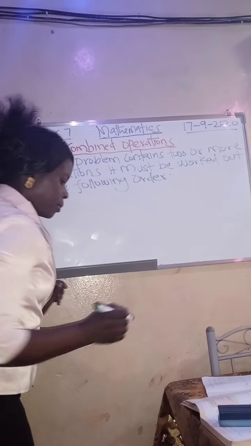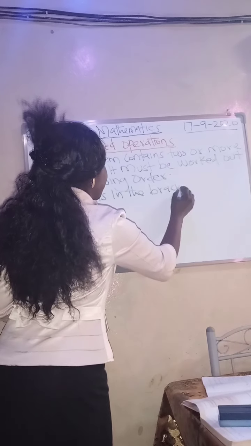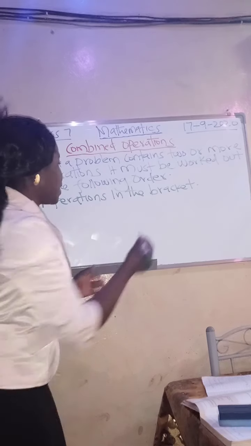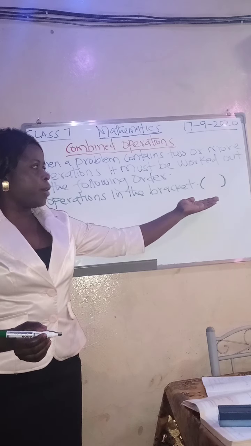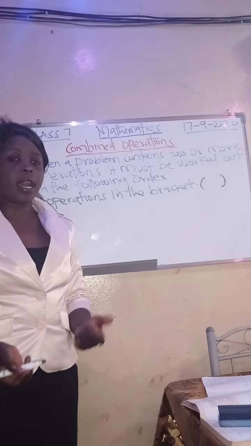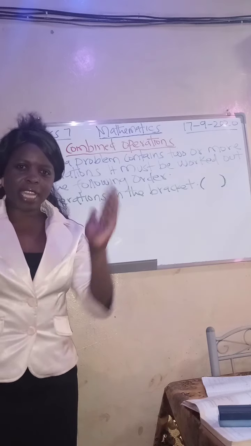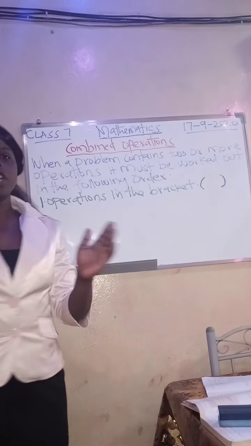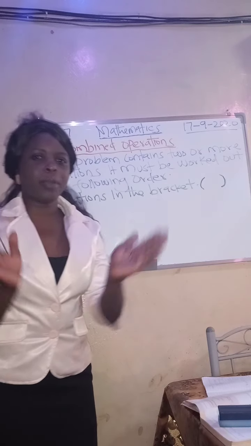Number 1, operations in the bracket. Okay? Now, in some mathematical problems, you find we have such kind of signs, brackets like that. So, anywhere we find this kind of signs in our mathematical problem, and maybe there are other signs also like take away, multiplication or division, you make sure that the first problems to be solved are the ones that are inside the bracket, okay? That's the first step when you are dealing with mathematical problems that have got two or more operations. So we start with the operations in the bracket. So we will deal with the problems in the bracket first.